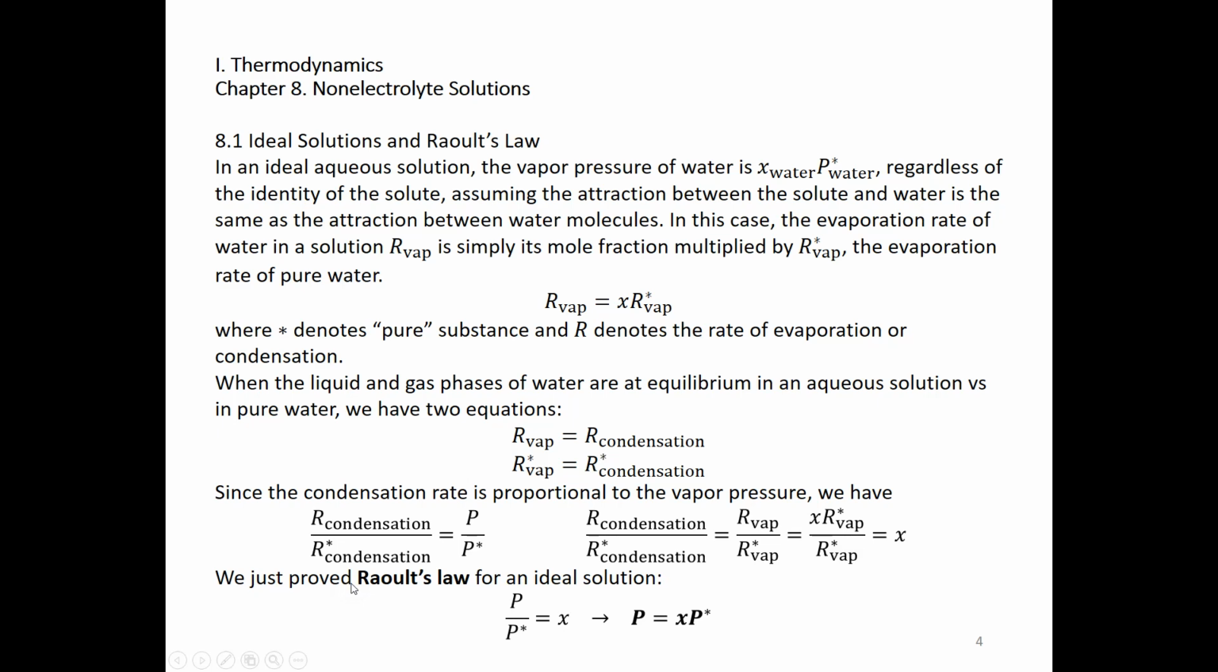Now we just proved Raoult's law for an ideal solution, which is just this: P over P star is equal to X, or P is X times P star. P star is the pressure of pure water. X is the mole fraction of water in a solution, and this P is just the partial pressure of water on top of that solution. And again, we can use Raoult's law for ideal solution. For a real solution, this equation is approximately true.